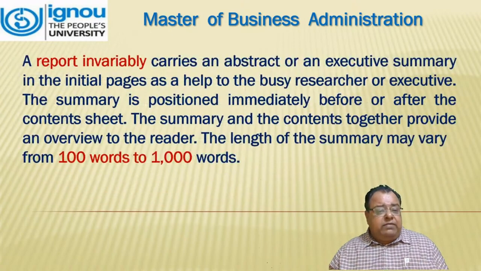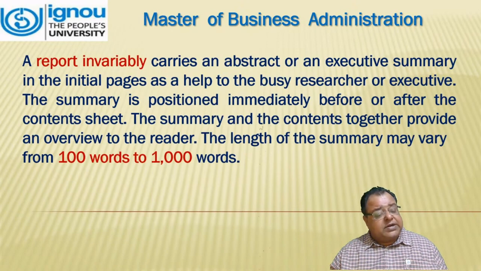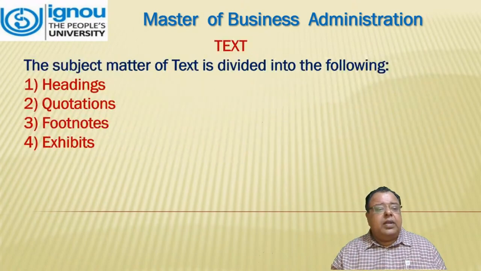A report invariably carries an abstract or an executive summary in the initial pages as a help to the reader or executive. The summary is positioned immediately before or after the content sheet. The summary and the contents together provide an overview to the reader, and the length of the summary may vary from 100 to 1000 words.